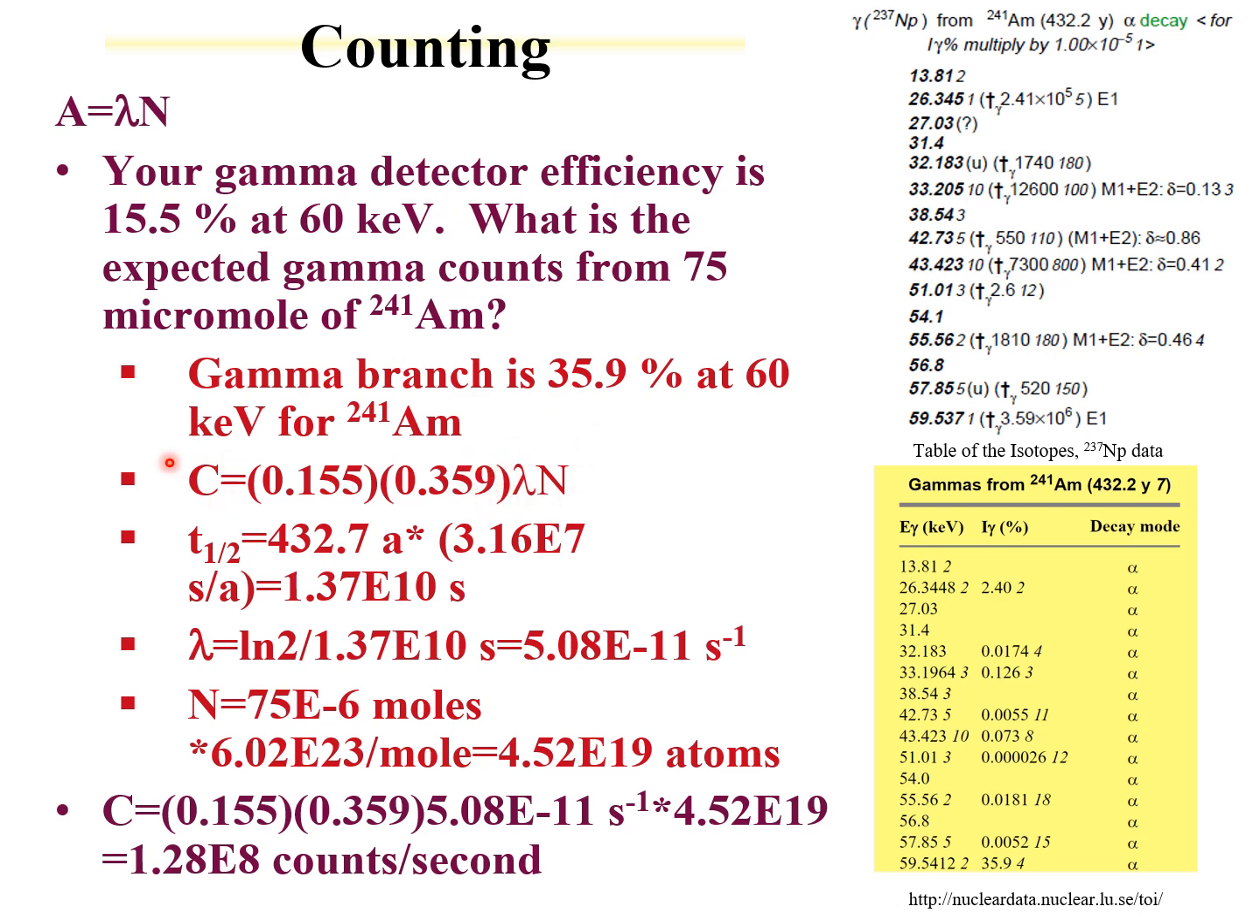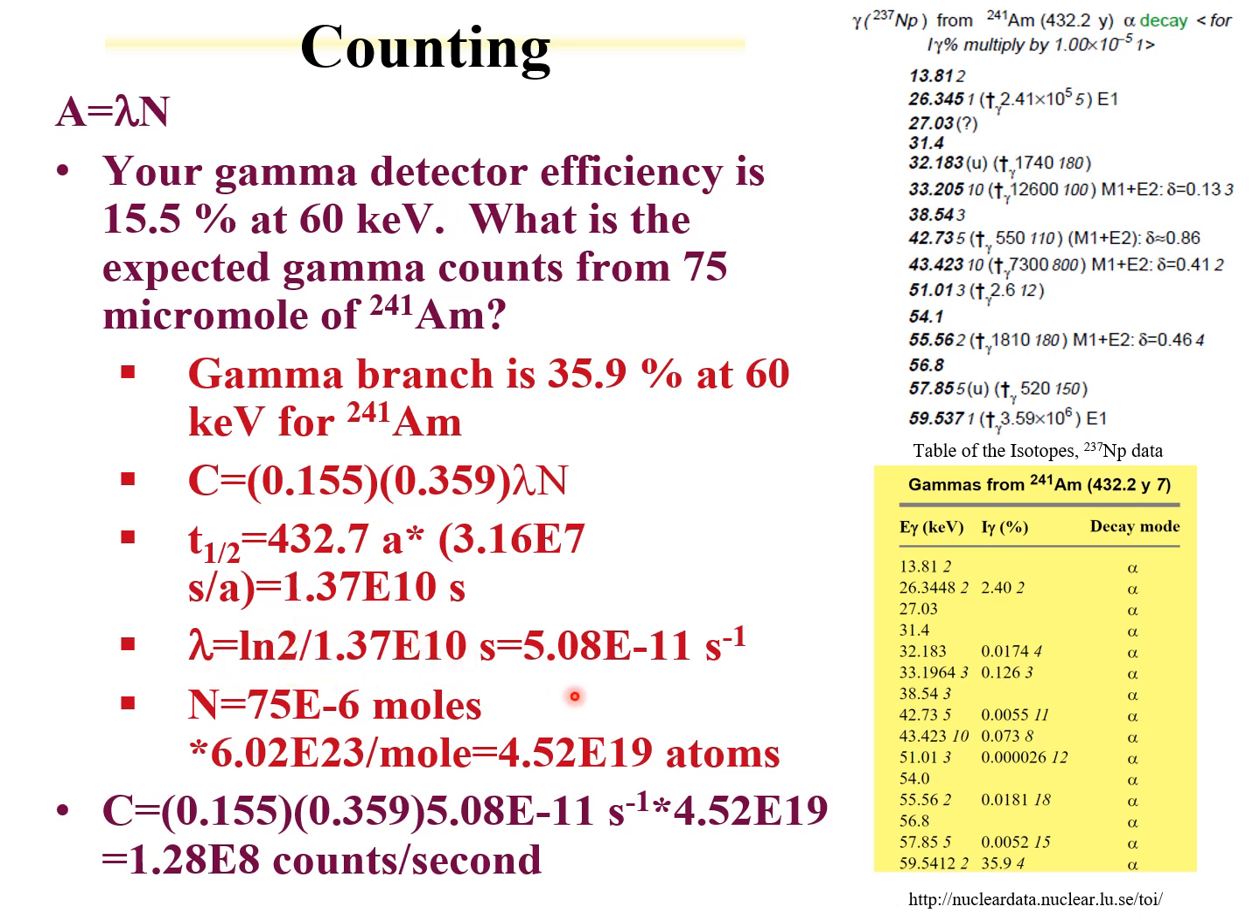I put in my half-life. Using the half-life of 432.7 years and normalizing that to seconds, where there's 3.16 times 10 to the 7th seconds per year, you get a half-life of 1.37 times 10 to the 10th seconds. Remember I said the half-life needs to be in the same unit. It's given to you in years, so I need to convert it to seconds.